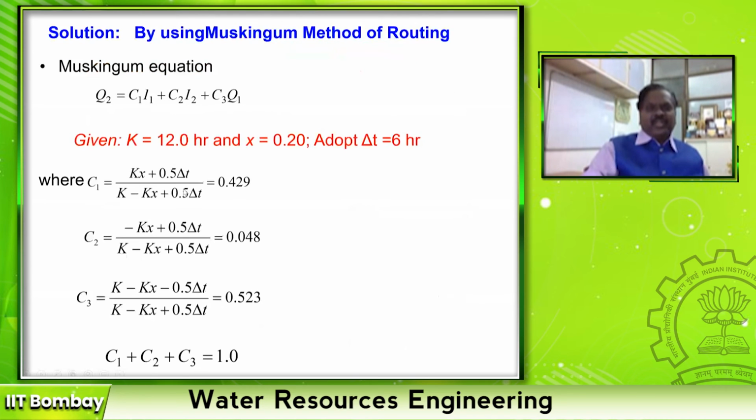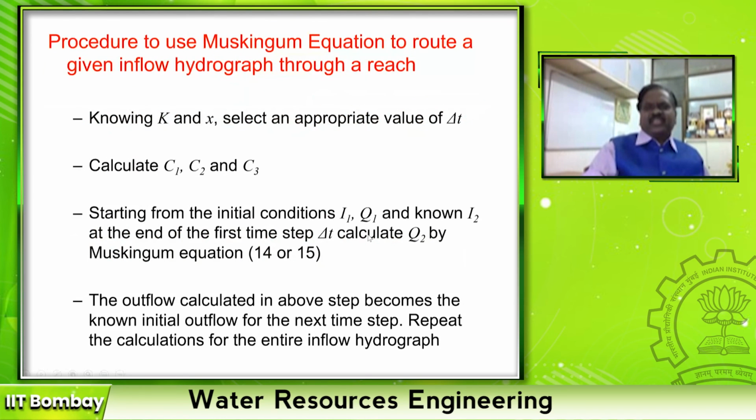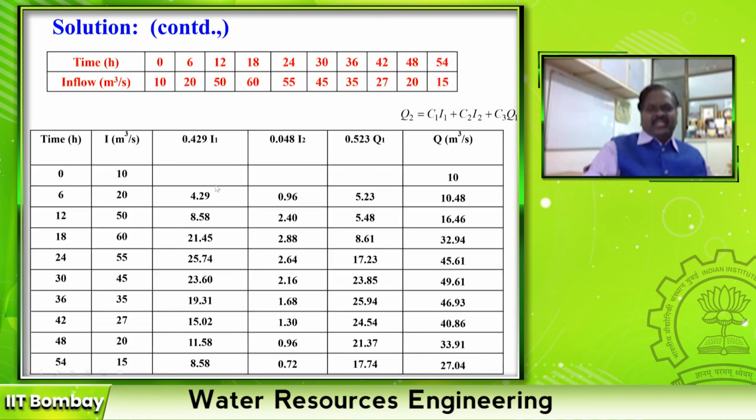So I just worked out, for the given K, C1 is 0.4, C2 is 0.048, and C3. When I add these, it should be 1. Here I adopted 6 hours as the delta T because my inflow is given every 6 hours. Then I do it in tabular form. This is starting at 0. So 4.29 I1, this is 10 into 4, this is I1 for 0 to 6. I2 is 20 at 6. Then Q1 is 10 into 0.523, add it, and you will get the discharge at time step 2. Now 20 will become I1 for the 12th hour, this 50 will become I2, and this 10.48 will become Q1. Add all these things. Like that you go on substituting.